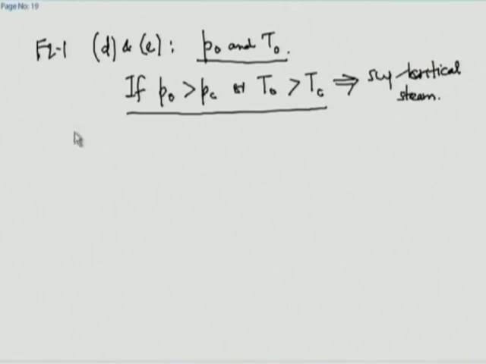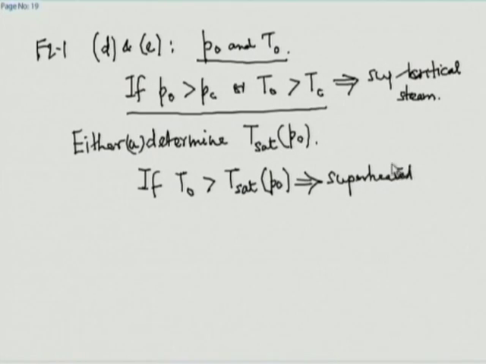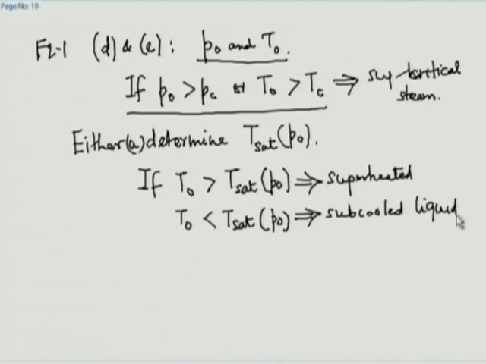Either A, determine T sat at P naught. Okay. If T naught is greater than T sat at P naught, then what do we have? We have superheated steam. If T naught is less than T sat at P naught, then we have subcooled liquid.